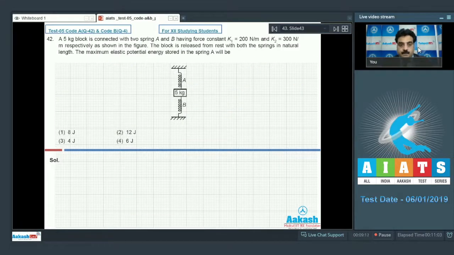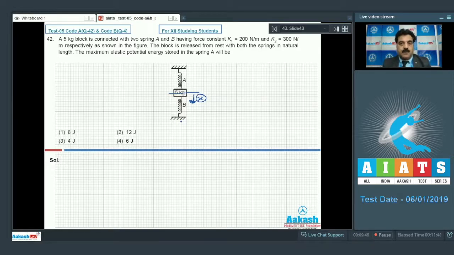In question number 42, a 5 kg block is connected with two springs A and B having force constants K1 200 Newton per meter and K2 300 Newton per meter respectively, as shown in the figure. The block is released from rest with both springs at natural length. Find the maximum elastic potential energy stored in spring A. Suppose this block goes downward and the displacement is x. So B spring will compress and A will elongate.